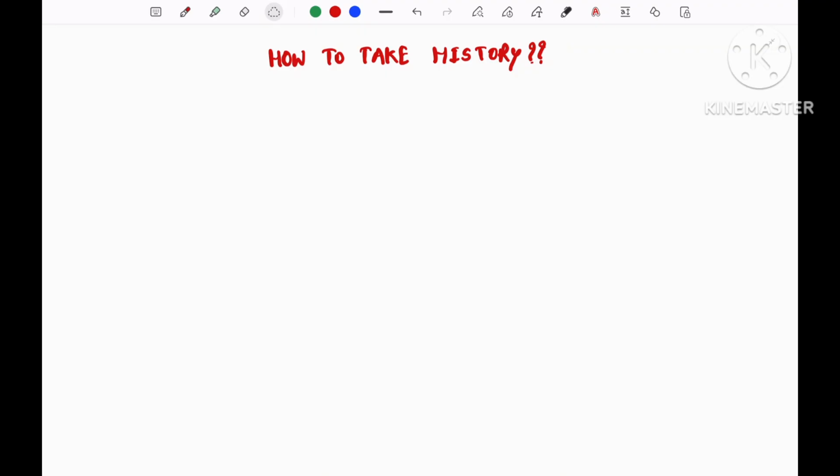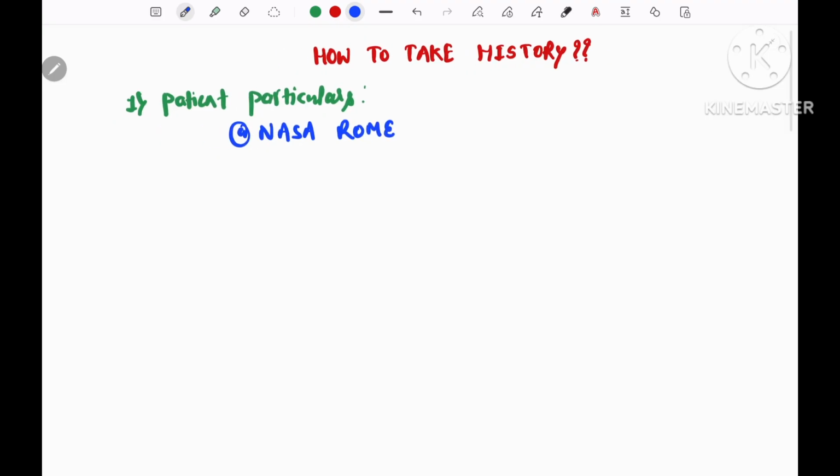So when we start taking the history, at first we take the patient particulars. In patient particulars, what are the important points that we should never miss? We remember them as a mnemonic, that is NASA ROM.